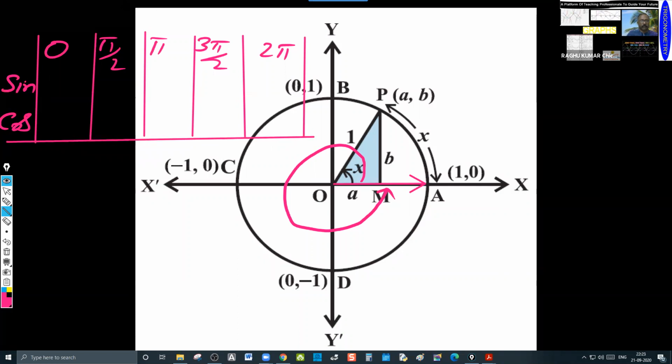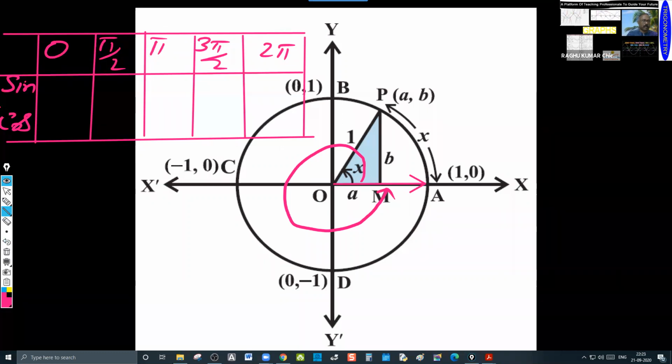Yes. I'm coming to you now. This is the table. What I'm doing now, we are writing the sine and cosine values for the quadrant angles. We are writing sine and cosine for the quadrant angles.